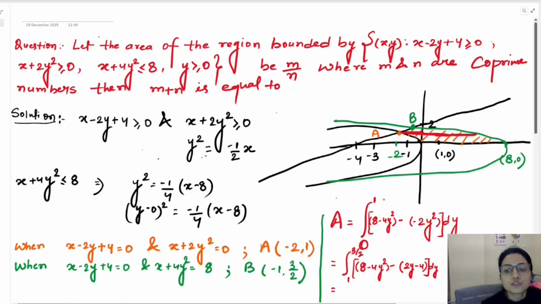When we solve these two integrals and add them, we get the answer as 107 over 12. You can see we are getting the answer in the form m by n, where m and n are co-prime numbers. Co-prime means there is no number which can divide both 107 and 12. So we got our m value and our n value. We are supposed to find m plus n, which is 107 plus 12, that is 119. This is our final answer.